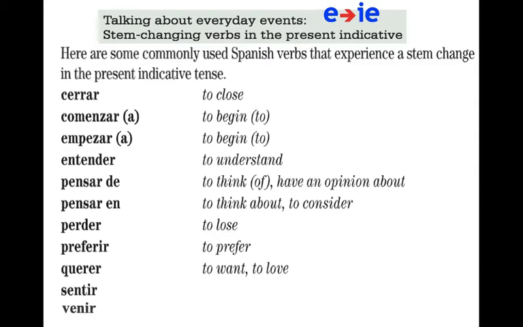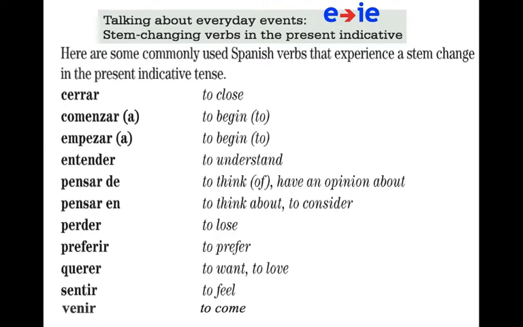Sentir, repita, sentir. Sentir means to feel. So when you say lo siento, you're really saying I feel it. You know, I'm feeling that emotion. Sentir. And finally, repita, venir. Venir means to come. Yo vengo a la clase. I'm coming to the class, por ejemplo.